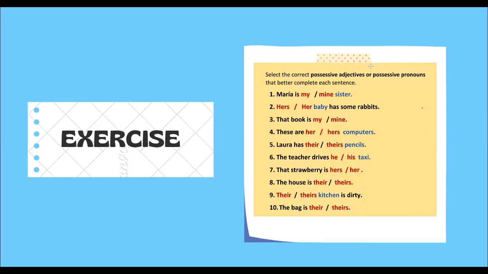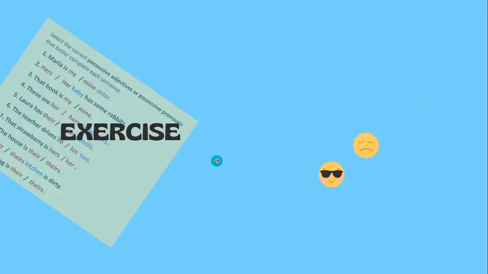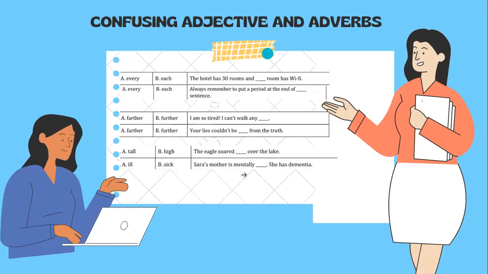And now let's continue with confusing adjectives and adverbs. Actually, we know what adjectives and adverbs are, so I will teach you the confusing part with these examples. So let's look at our first example. These are two words, every and each.